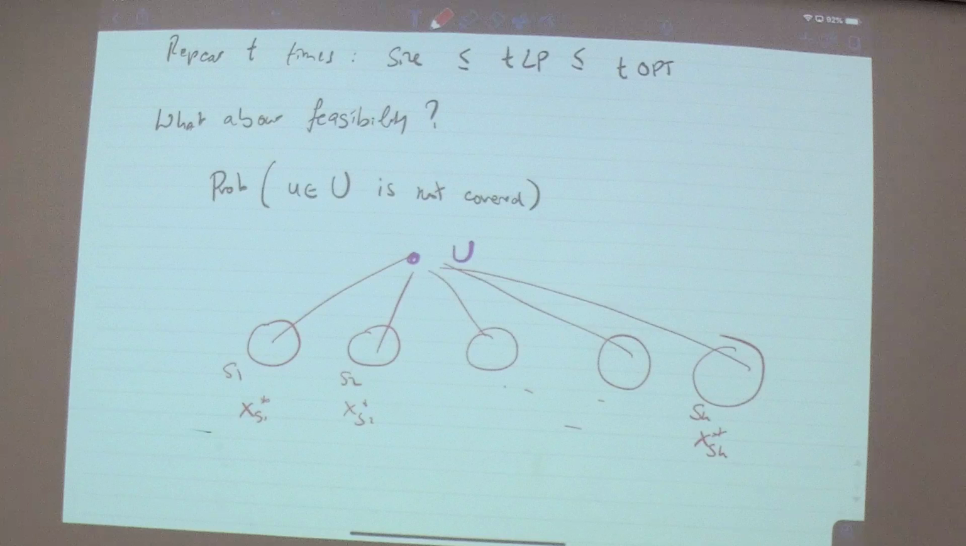I am picking these sets at random. I'm tossing a coin for each set and deciding whether to pick it or not. If I pick a set, I've covered u. If I don't, I haven't. What is the probability that u is not covered? How would that event, the event of u not being covered, correspond to which events?